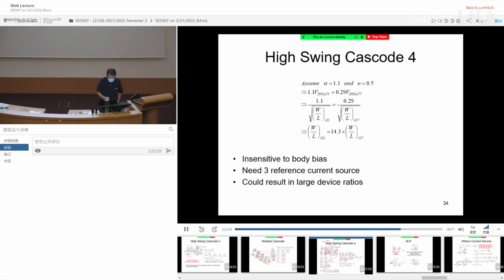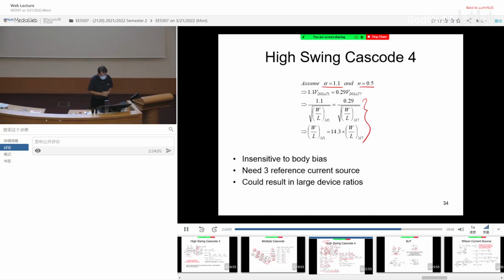So by assuming alpha equals 1.1, n equals 0.5, you go through the quadratic equation. Eventually, you end up having this formula. This method has a few advantages. One thing, it uses two transistors to track two things. One transistor tracking VGS, another transistor tracking VDS. So that is what we want. Good. Second thing, because of the additional branch, it totally removes the threshold voltage difference. So that is another good thing.